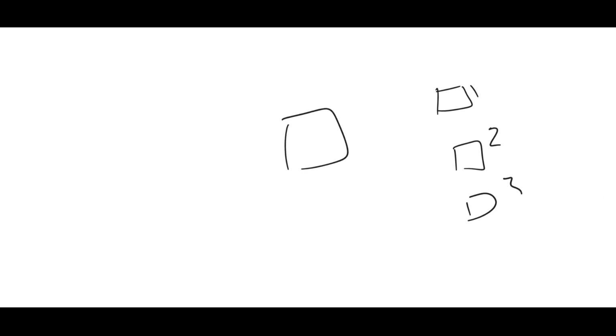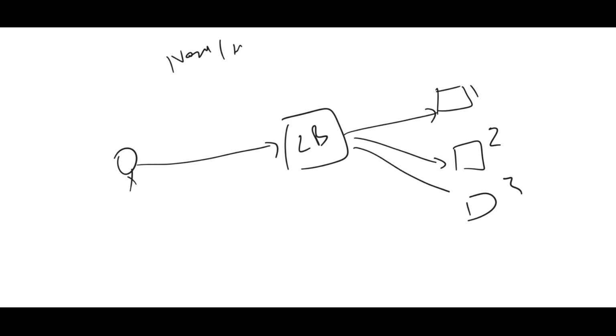and this is the load balancer, and this is the user. When you select none or hash based, the request will go to the LB. From the LB, it may go to this server, it may go to this one, and it may go to this one.